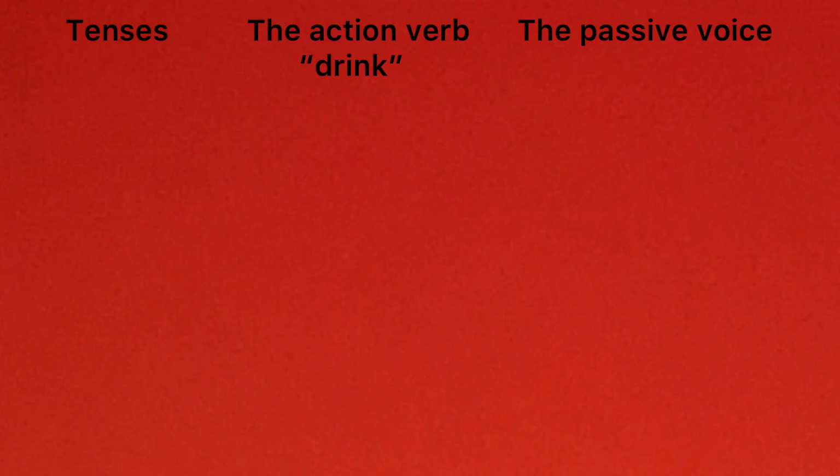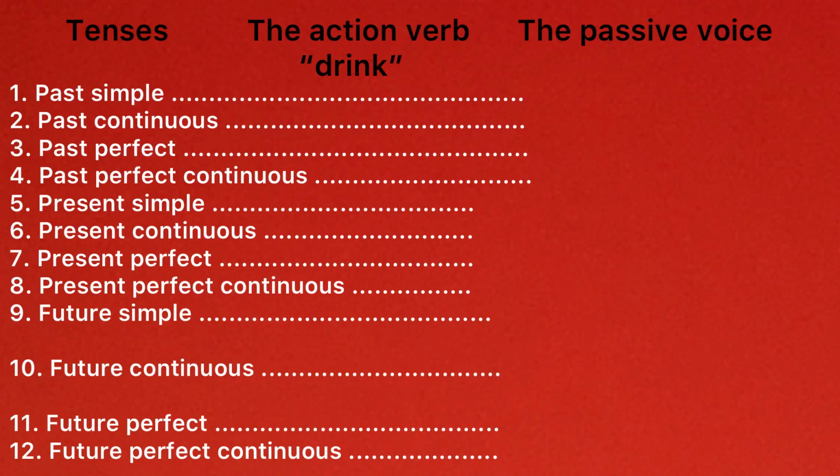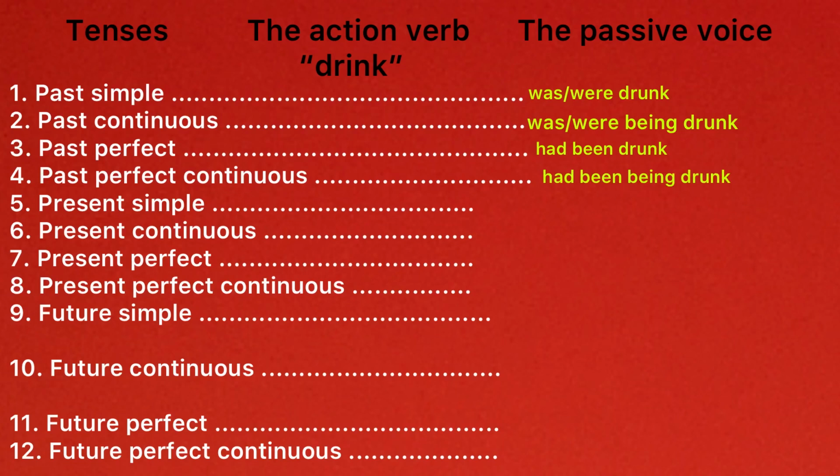Let's say I have the action verb drink. You will see what this verb will be in the passive voice according to tenses. Past simple of drink is was or were drunk. Past continuous of it is was or were being drunk. Past perfect of it is had been drunk. Past perfect continuous of it is had been being drunk.